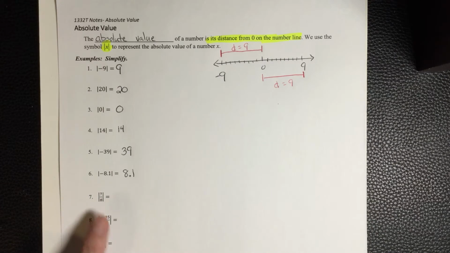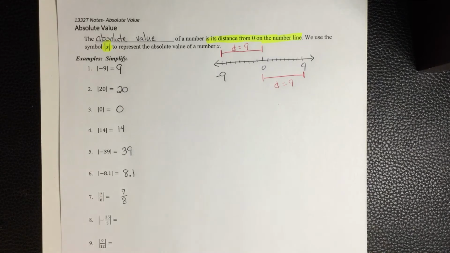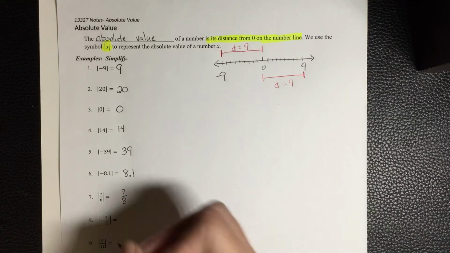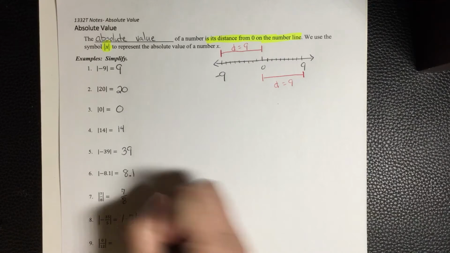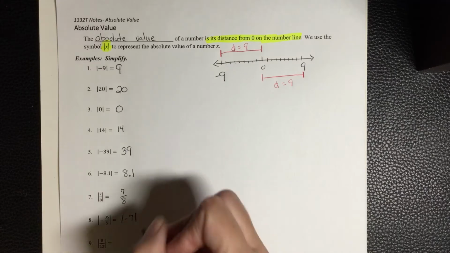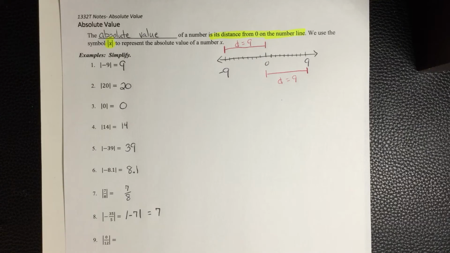Now when we see a fraction, we want to see if it's reduced. So for number 7, we have absolute value of 7/8. 7/8 is already reduced, so my answer is just going to be 7/8. But if I look at number 8, I have the absolute value of -35 divided by 5, and that number can be simplified. We know that 35 divided by 5 is just 7, so we haven't taken the absolute value yet. All we've done is we've cleaned up that fraction a little bit. So now we have the absolute value of -7, which is going to be 7. So once we take the absolute value, notice that we do drop those vertical bars.